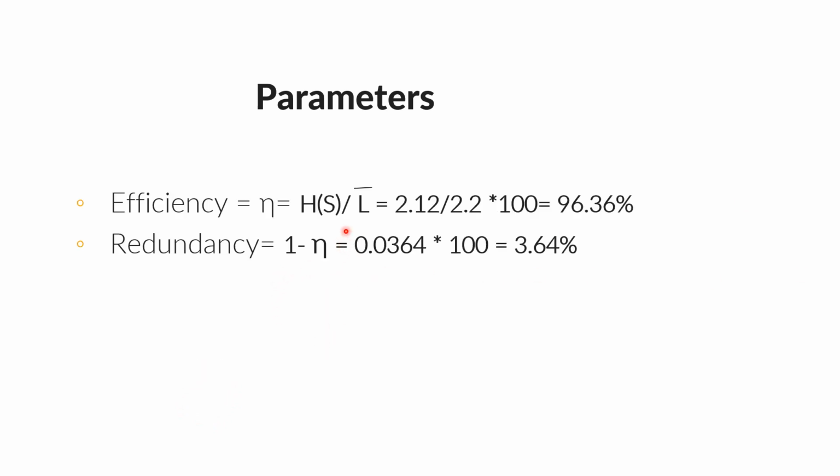Efficiency is calculated by entropy divided by average length, and multiplying by 100 we can get it in percentage. Redundancy is nothing but 1 minus eta, which we can calculate. That is 1 minus this value, it is coming to 0.0364, which is 3.64 percent. When we add these two, it will be 100%.